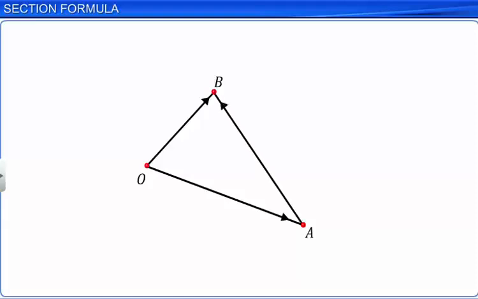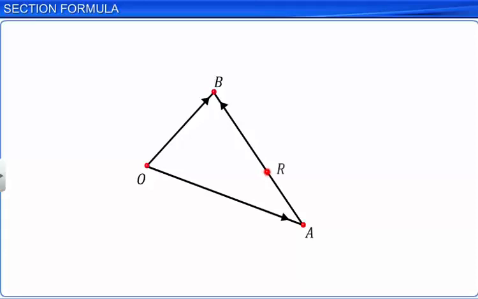Consider a point A having position vector OA with respect to origin O. Consider another point B having position vector OB with respect to origin O. AB is the line segment joining points A and B.